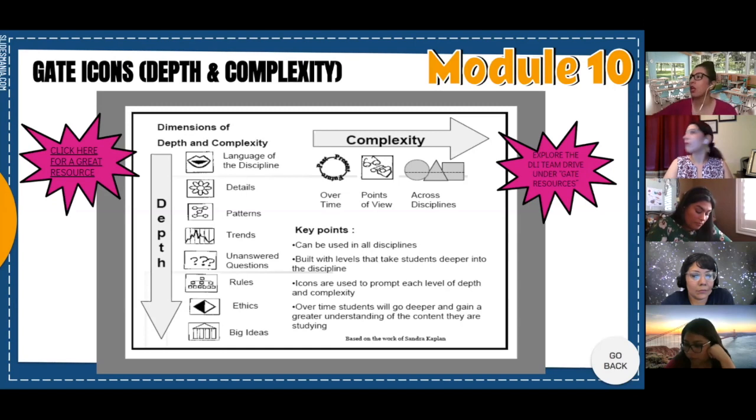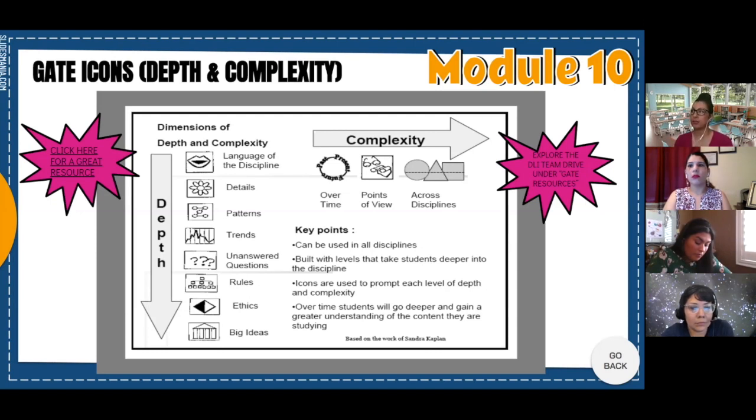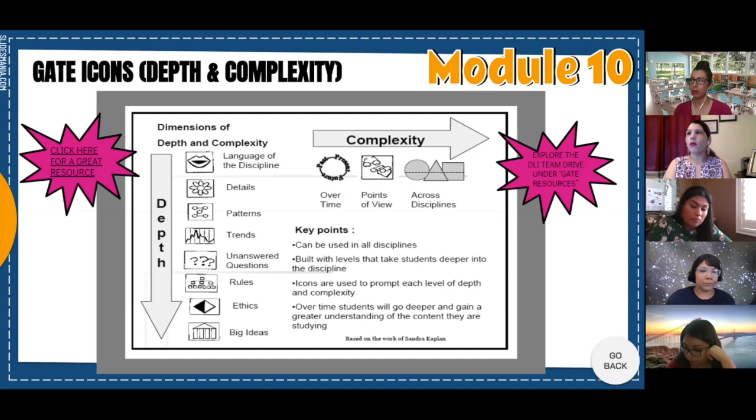And so the ones that you see on the left are the icons that are associated with deeper thinking. You see the lips for the language of the disciplines, the flower with the little flower petals for showing details, the little Z formation to show patterns. There's one for trends, unanswered questions, rules, ethics, and then the big idea.